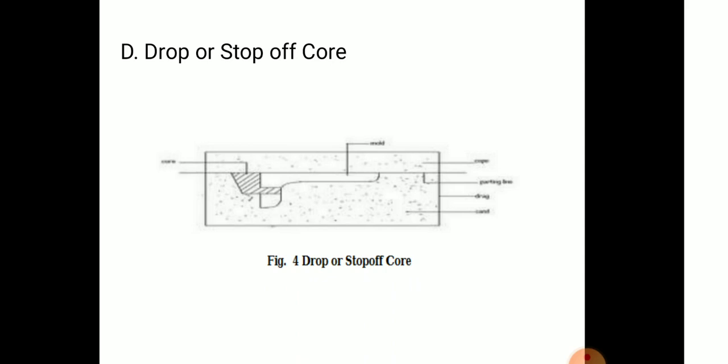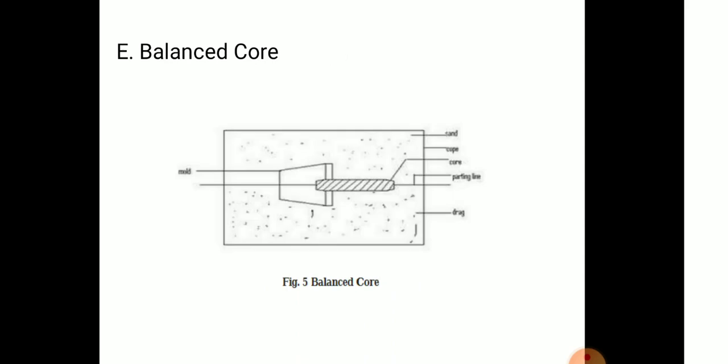Next is the drop or stop off core. It is also called a wing core. In the figure, the cope, parting line, sand and drag. A stop off or drop core is used when the hole, recess or cavity required in the casting is not in line with the parting surface. It is above or below the parting line of the casting. These are also known as tail core, saddle core or chair core depending upon its shape and position in the mold.